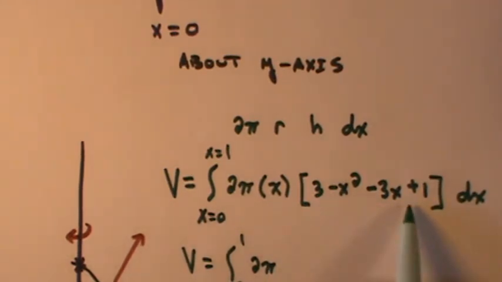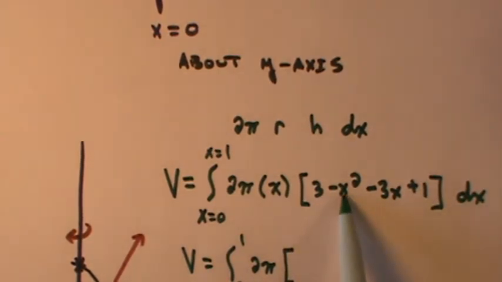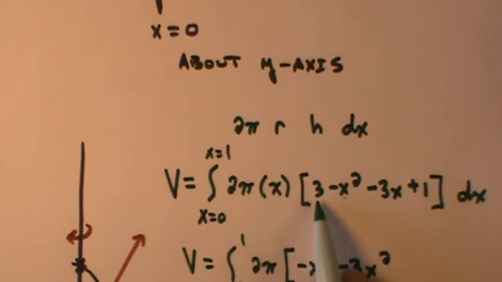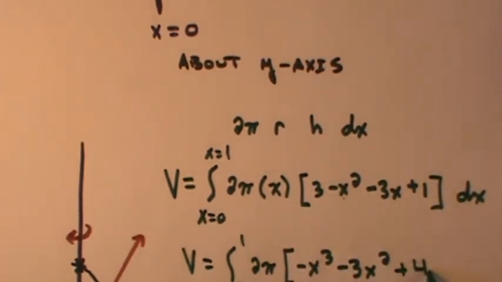And then I can simplify this and distribute the x across there. I'm going to do that in one shot here. I have my negative x and an x, which would be negative x cubed. I've got negative 3x times this x, which would be minus 3x squared. And then the 1 plus 3 is 4, and 4 times x would be plus 4x dx.